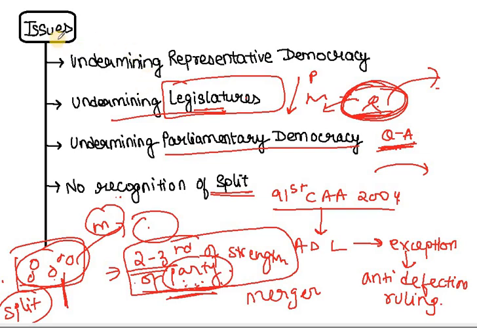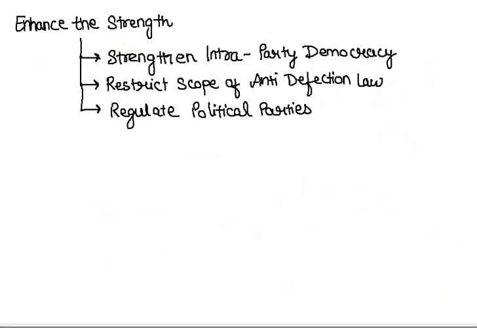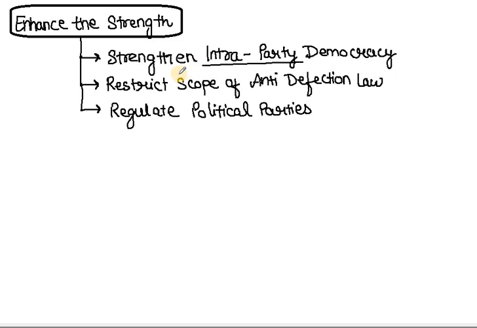Okay, so these are the issues in the present anti-defection law. How can we strengthen the anti-defection law? How can we make sure that these issues are removed and the law is made stronger? There are three ways through which you can enhance the strength of the anti-defection law. How can you do that? First, by strengthening intra-party democracy.